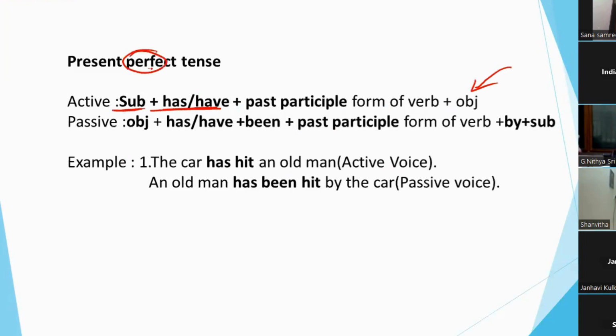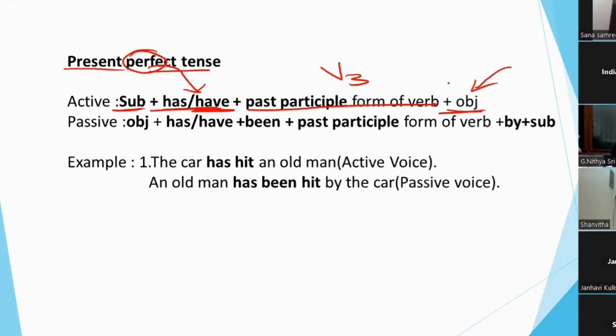When you have perfect tense, then you can use has or have as helping verbs in your sentence. Now, the past participle form of verb. You'll have the V3 form of verb only in your active voice if you are having present perfect tense, plus object. This is the structure of your active voice in present perfect tense.